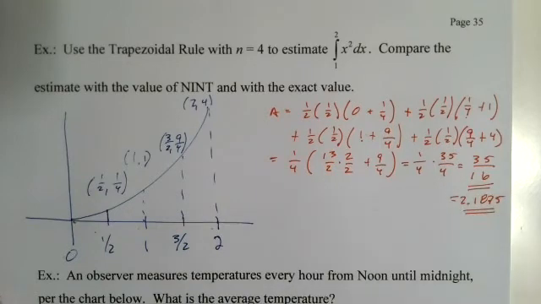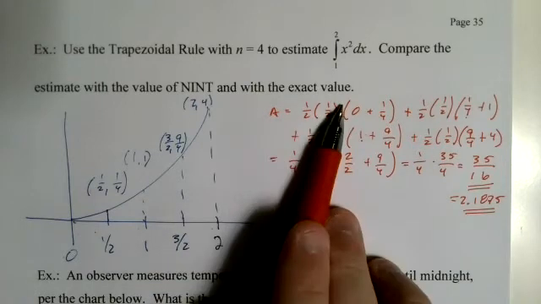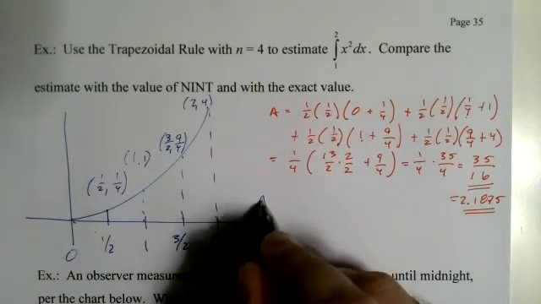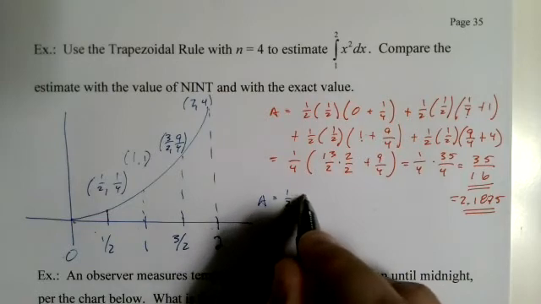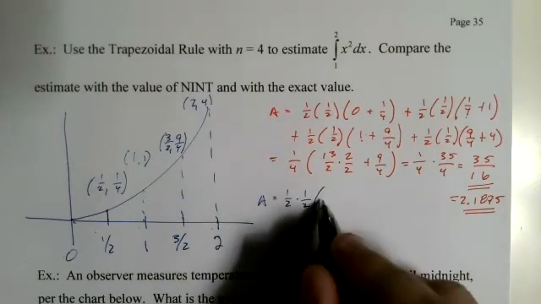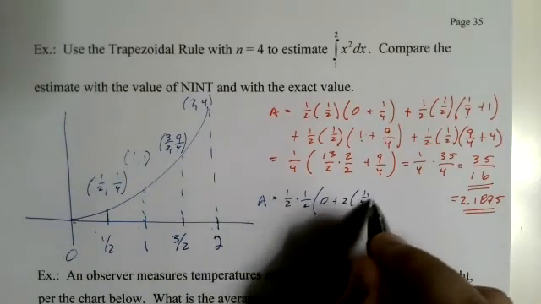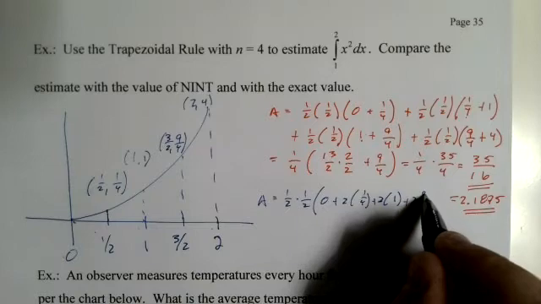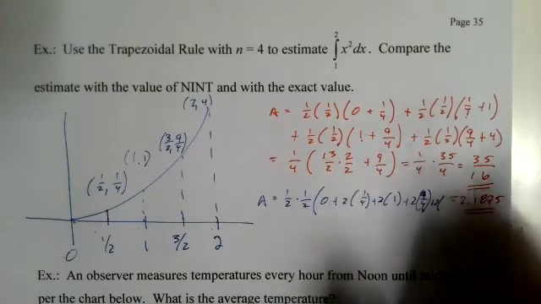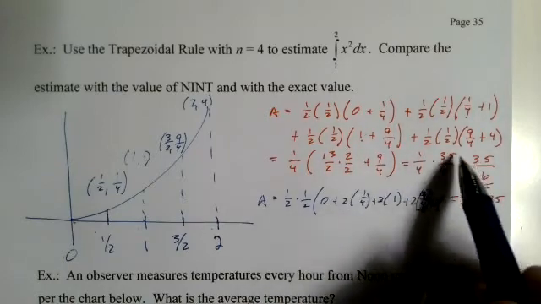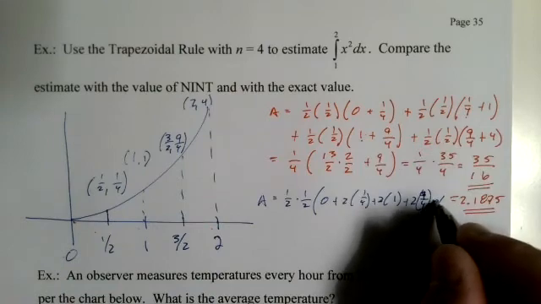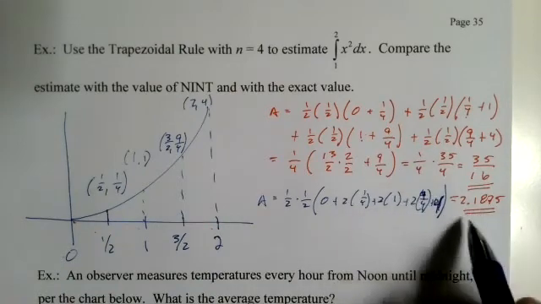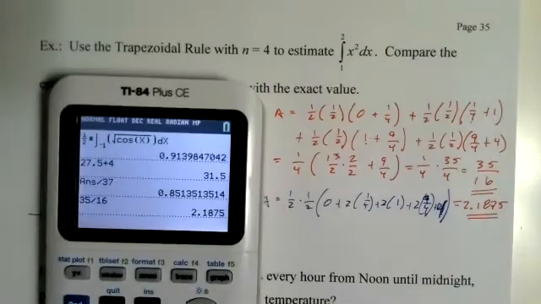2.1875. Yes, I know I went more than 3 decimal places because I'm being precise. Notice that if we did this with their little rule, we'd get A equals 1/2 times, actually I don't have to write that, times 1/2. And then it would be 0 plus 2 times 1/4 plus 2 times 1 plus 2 times 9/4 plus 2 times, no, just plus 2. 9/4 plus 4. And that gets me the same thing. Let's check, see if we get the same thing.